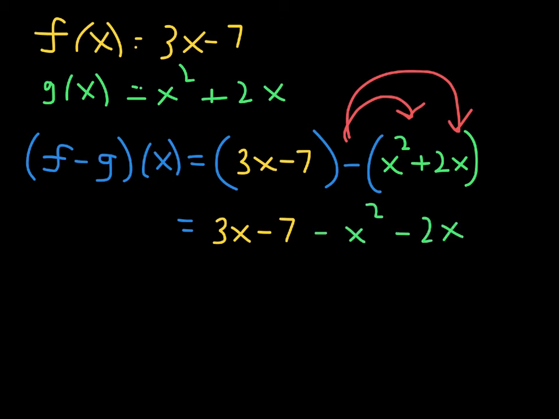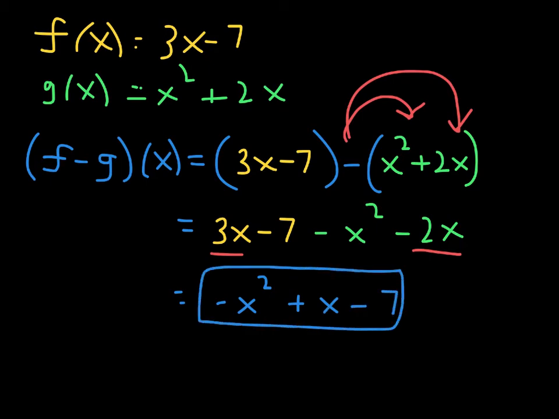2x, okay? Again, notice your like terms are 3x and negative 2x. So your final answer here is negative x squared plus 1x minus 7. This is, again, a quadratic function. This is the difference function. This is what you get when you subtract g of x from f of x. Because it's a quadratic function, the domain, again, is all real numbers. Okay?